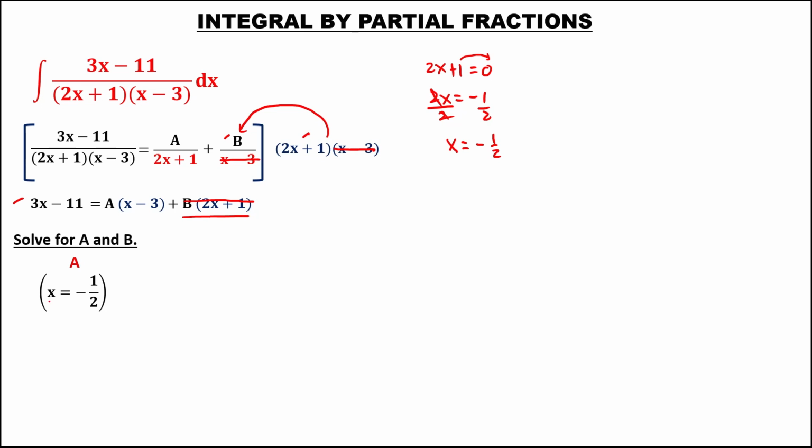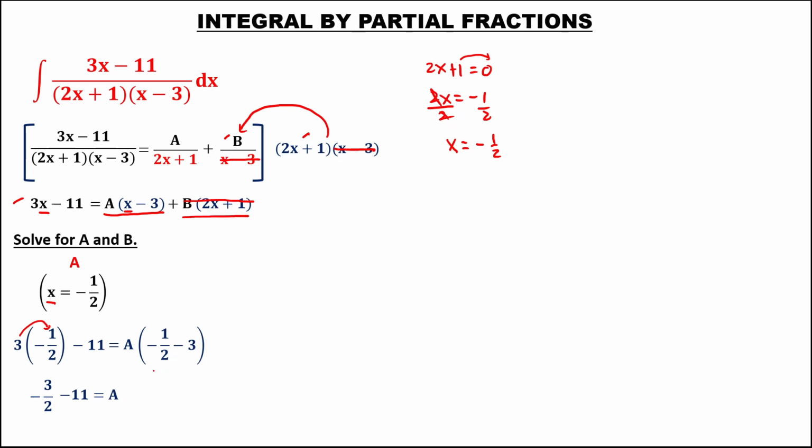Then substitute this value for x into this equation. So this becomes 3 times negative 1 half minus 11, equals A, since x is negative 1 half. To simplify, multiply this 3 to this negative 1, so this is negative 3 over 2. Just copy the denominator. Then minus 11, equals A times the remaining factor.